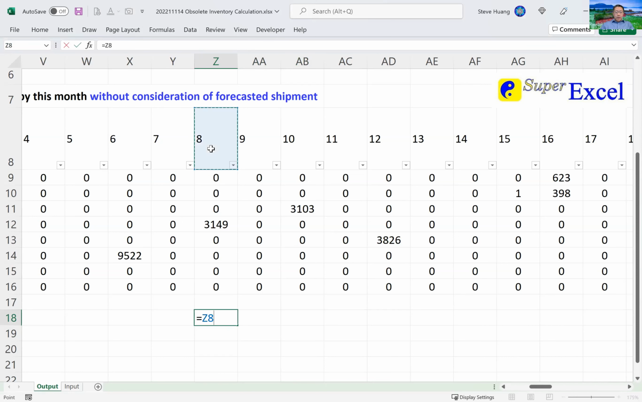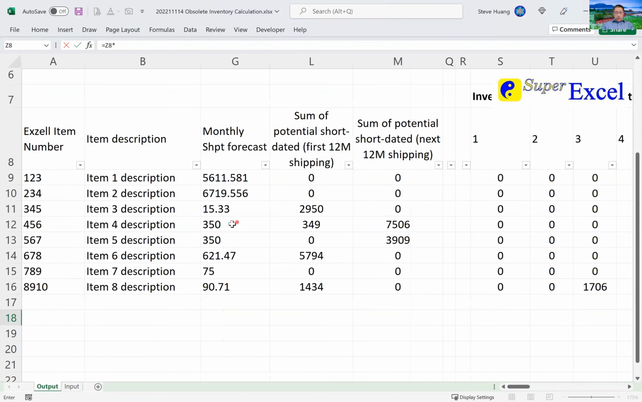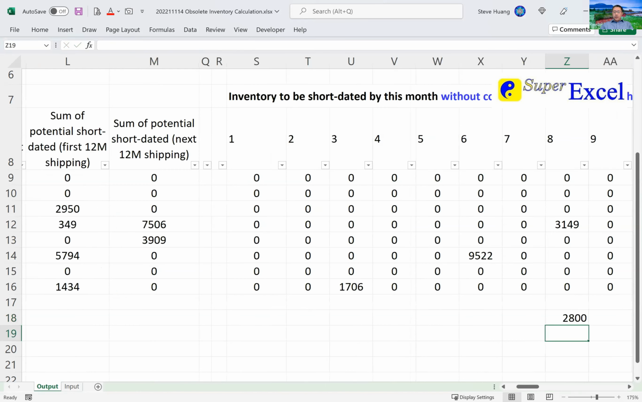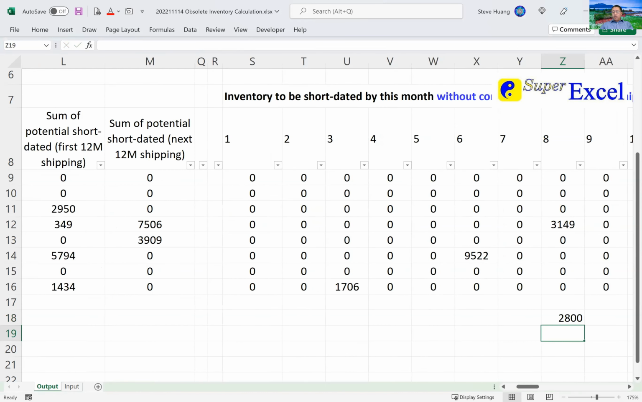We'll use the 8 month times the monthly forecast, which is 350. So in the 8 month, we will ship out 2,800 units. And we have 3,149 units that will be short dated by the end of this month. But by the end of this month, we'll only need 2,800. So we're going to have 3,149 minus 2,800. We'll have 349 units left. And that other inventory will be short dated. You cannot use that anymore.